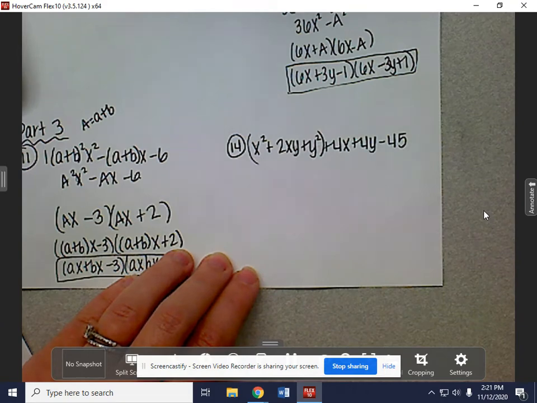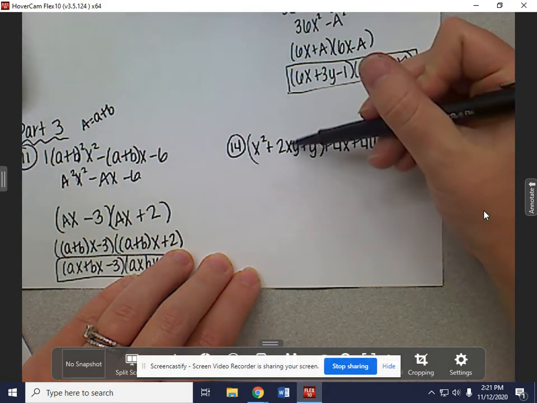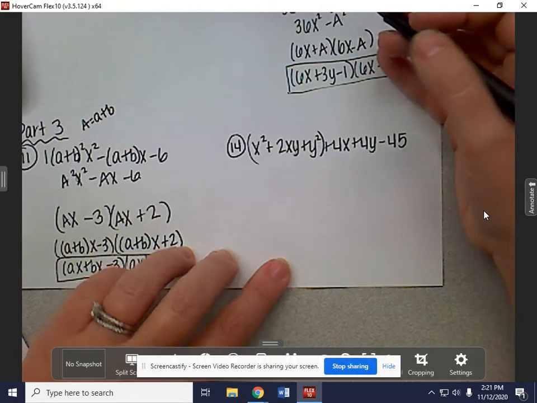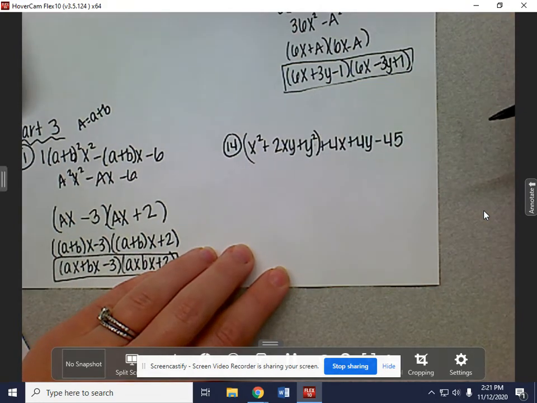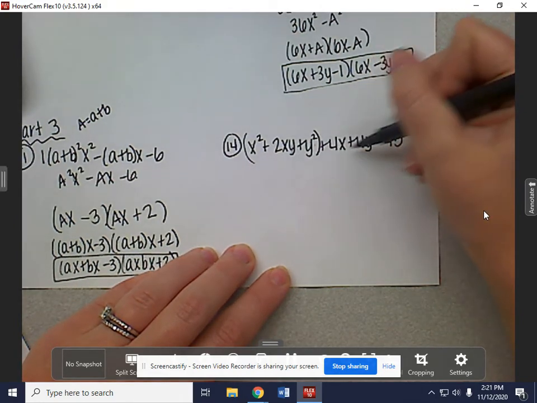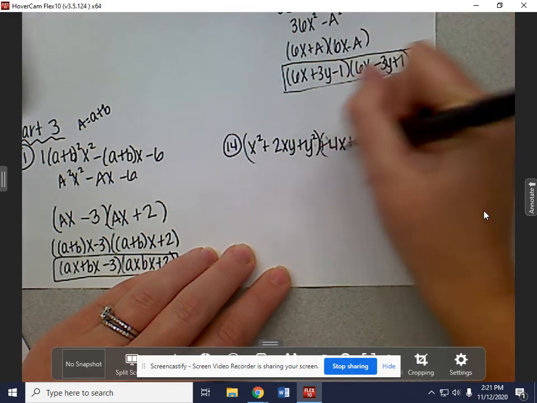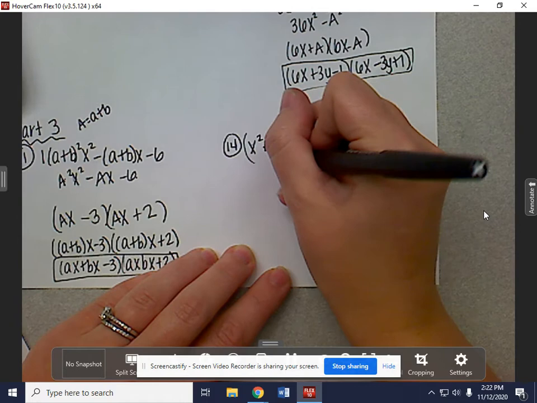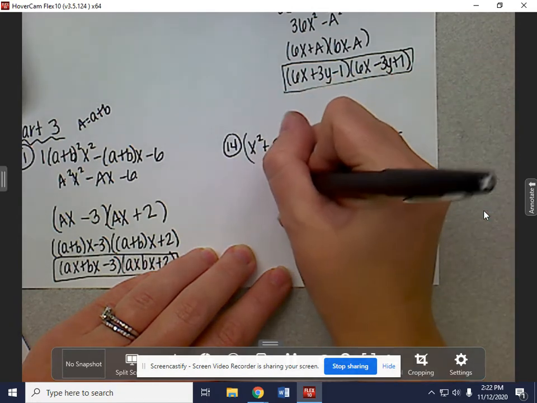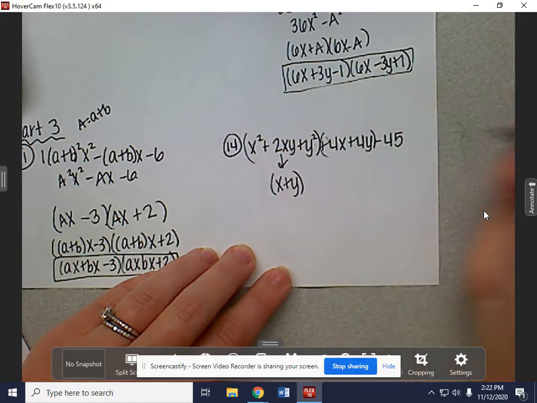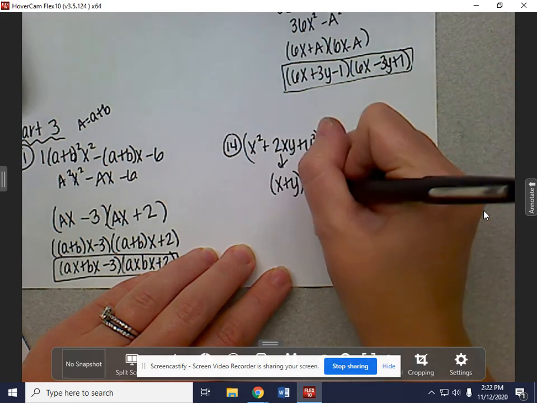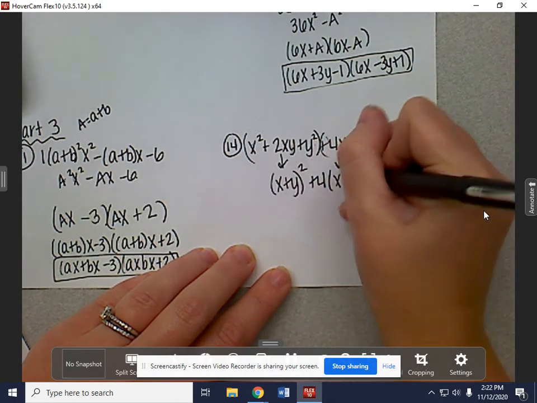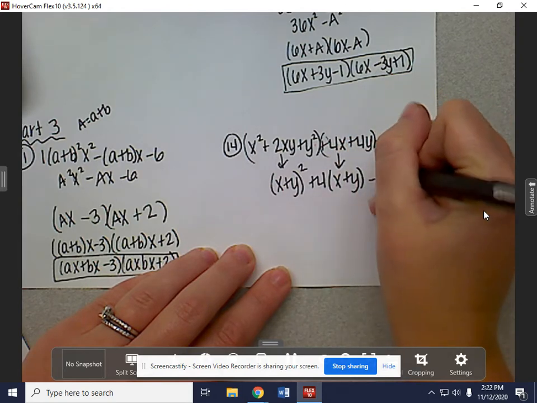It just looks like a regular trinomial that we would normally have, where the middle is related to the left and the right. Then we have this stuff left. And I see 4x and 4y, and I see that those do have a GCF. So I'm going to group those together because that 45 is just going to chill on the back end there. I'm going to factor this. This would factor to (x plus y) times (x plus y). I'm going to write that as (x plus y) squared. I'm going to take the GCF out of this. And then I have that minus 45.